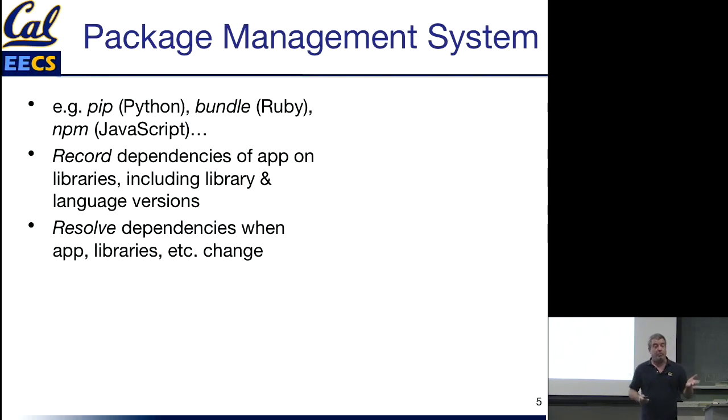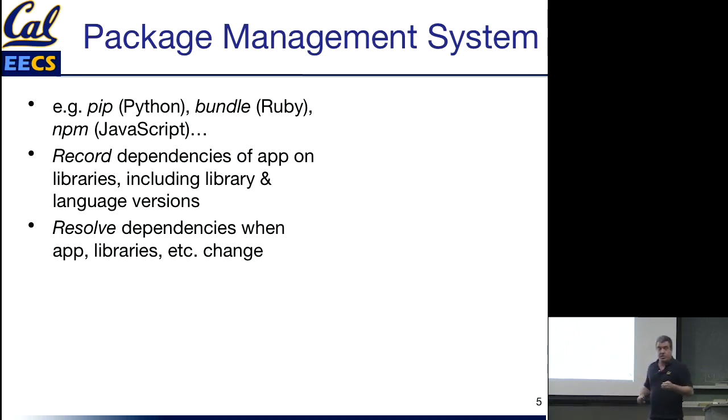If you've used Python, pip is a package manager. If you use JavaScript, especially if you use Node.js, npm. And in Ruby, as you've probably seen by now, bundler is the name of the package management system that we use. And the package management system really has two different goals, I guess, or roles.